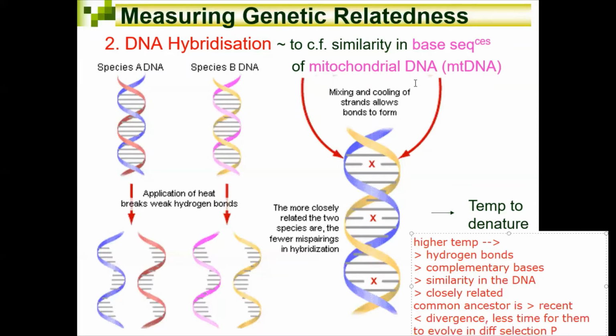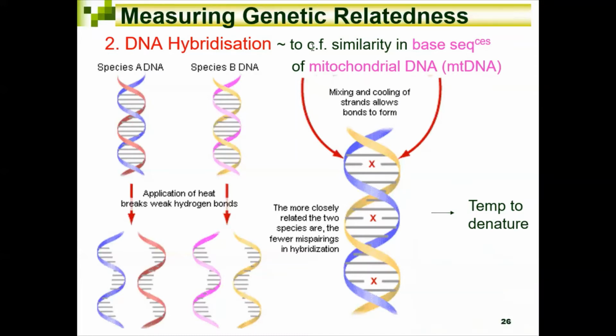So when they do this DNA hybridization, the DNA that they use is actually mitochondrial DNA. They use it to compare similarity in the base sequences of the mitochondrial DNA, which is called mtDNA.